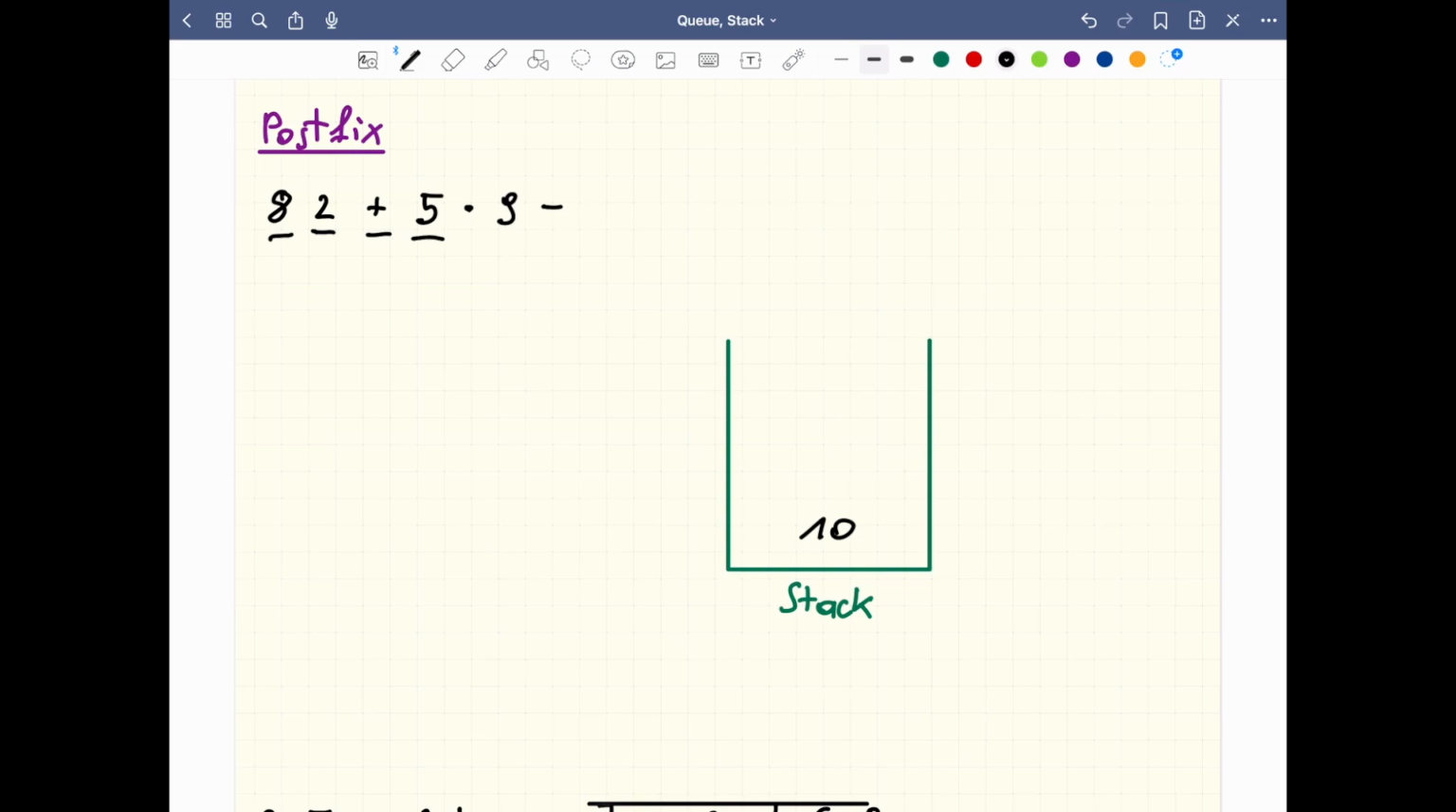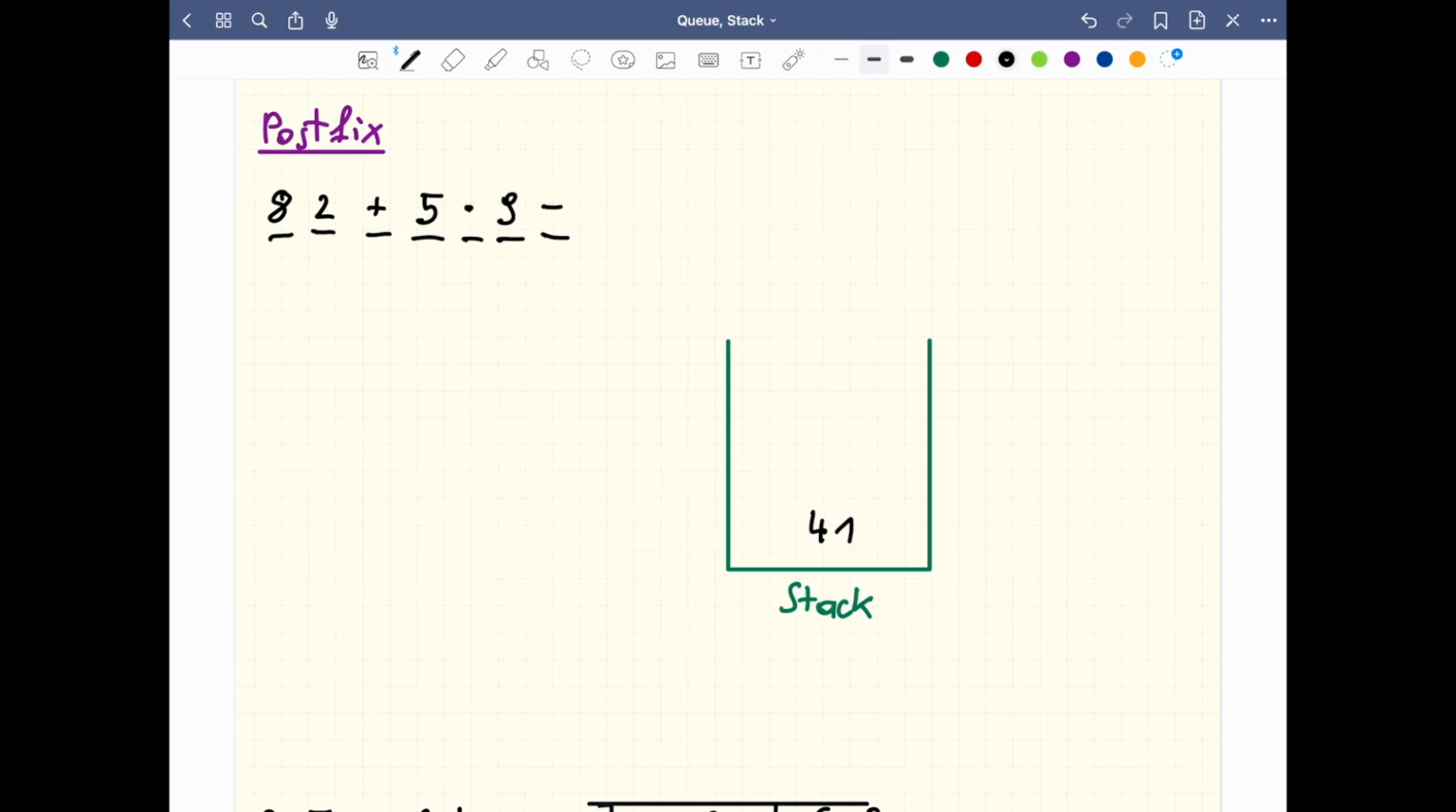Then we have 5. We put 5 to the stack. We have the multiply sign, so we evaluate the result, which is 10 times 5, and it's 50 here. Then we have the number 9, and last but not least, we have a minus. And what we do is we apply the minus to the top two elements. Once again, keep an eye on the order. It's 50 minus 9, which is 41. And at the end, the result is written on the stack.